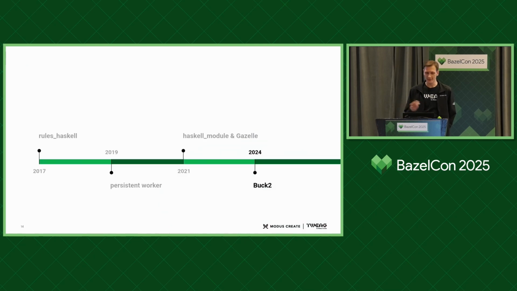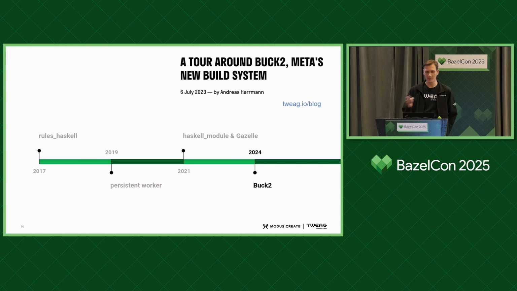So when Buck2 was then open sourced by Meta in 2023 and had a form of dynamic dependencies, we were very interested and wrote a blog post comparing Buck2 and Bazel that goes into a few more differences than I'm going to cover here today. And then in 2024, we were fortunate enough that we got to work together, and still are working together, with Mercury, who are also in the audience, on building Haskell with Buck2 in an efficient way.